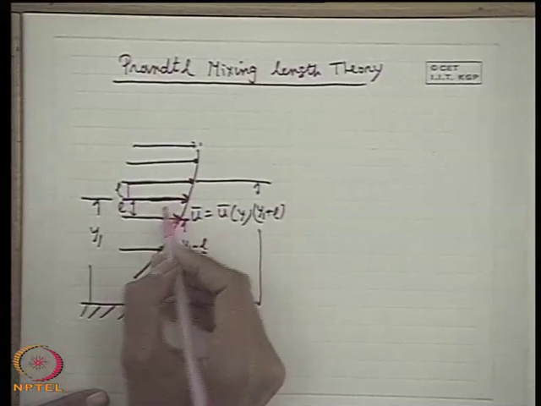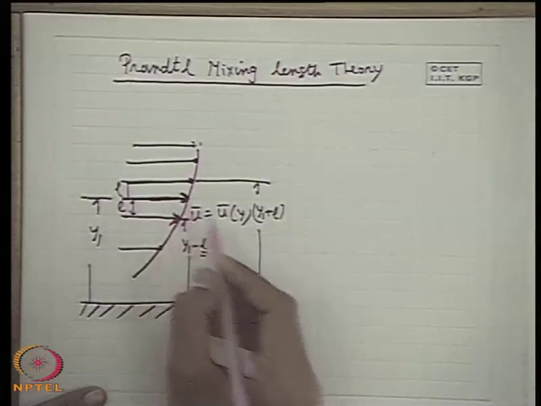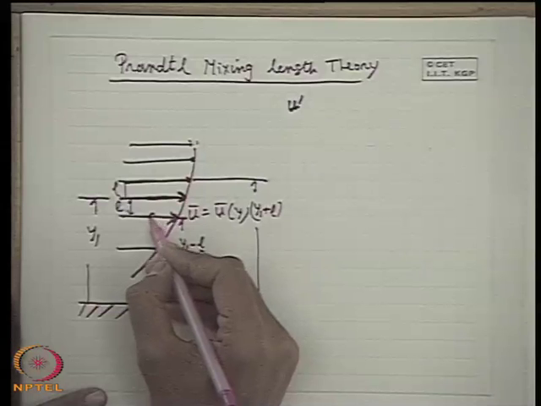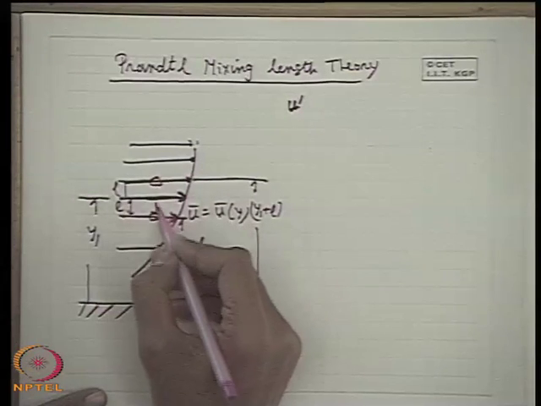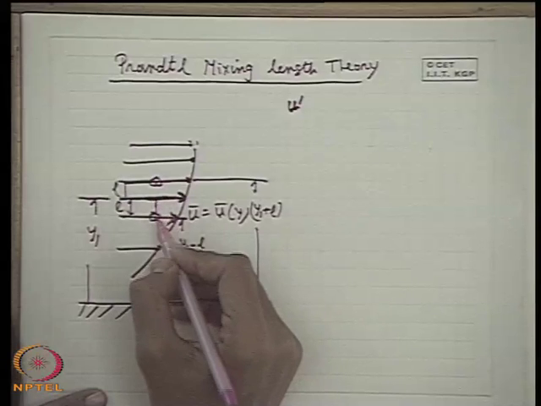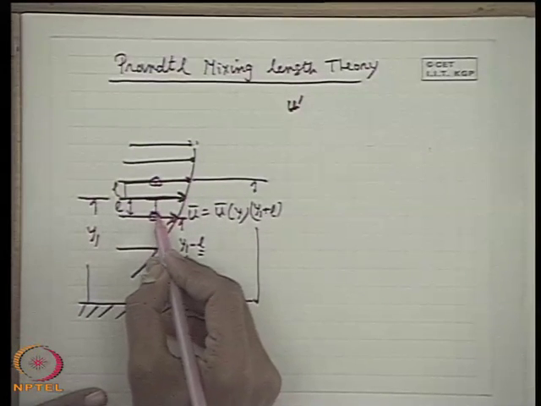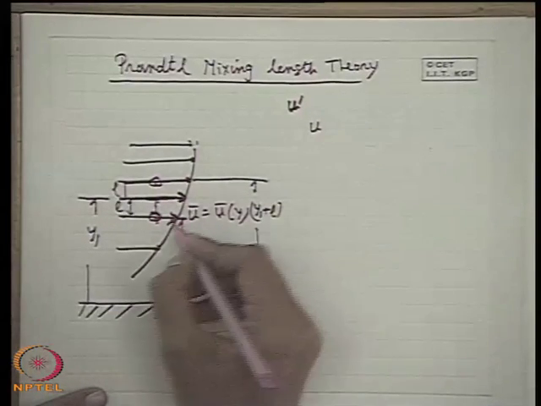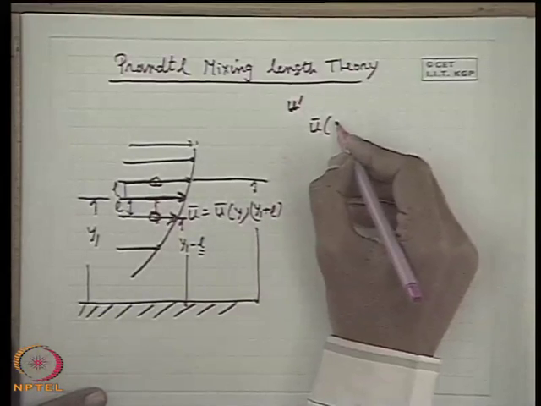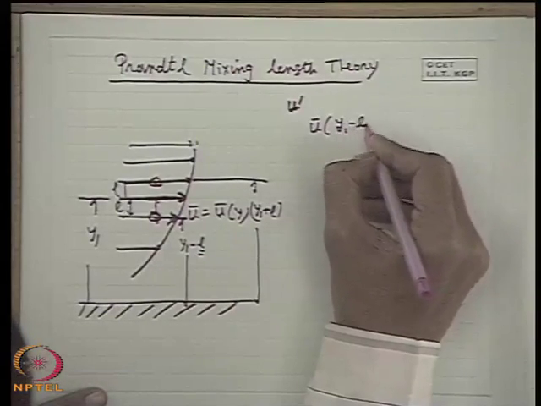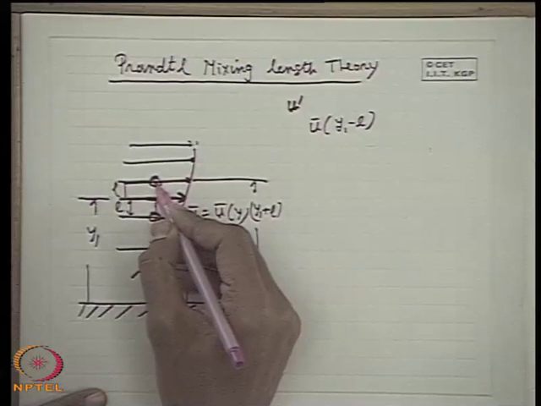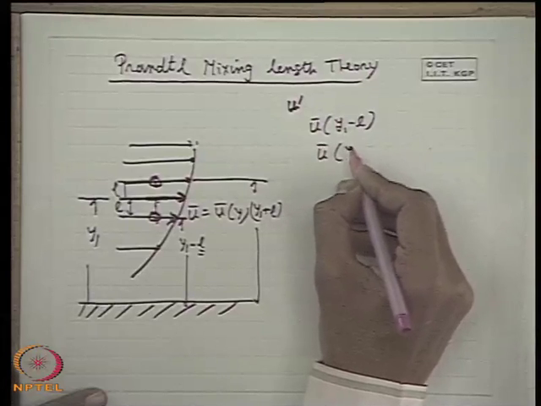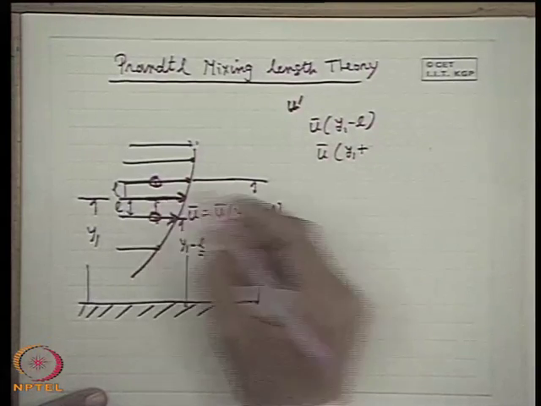Now, according to Prandtl, at any section y1, the velocity component u has a fluctuating component u dash. The existence of u dash is due to the arrival of fluid particles from two layers, one layer below this layer and one layer above this layer. Let us consider that the fluid particles which come from a layer L below this layer carry a velocity equal to that existing at that layer, that means u bar at y1 minus L. Similarly, the fluid particles which come from a layer L above this layer at y1 carry a velocity to this layer, because they retain their velocity while traversing this length L.